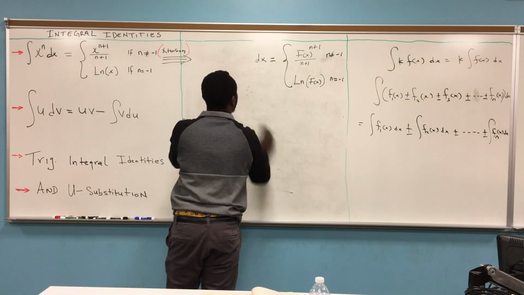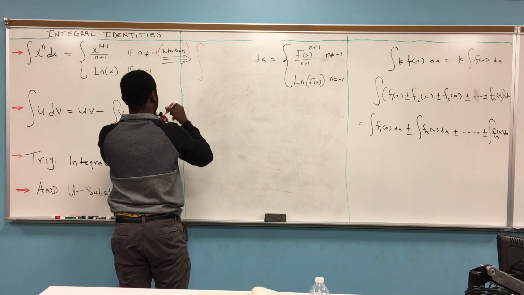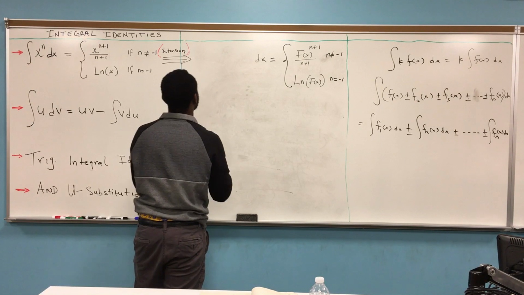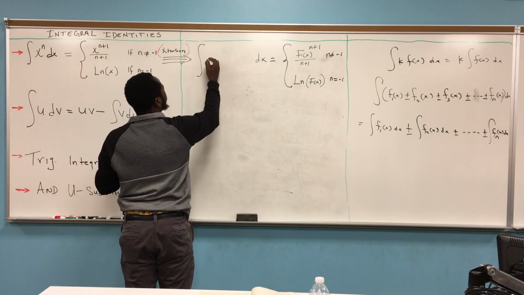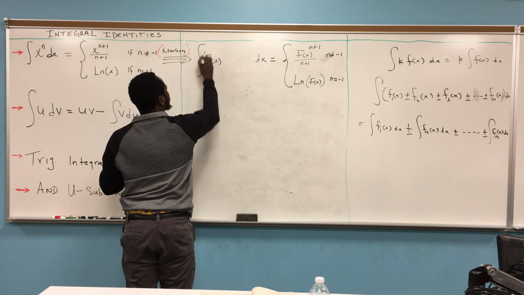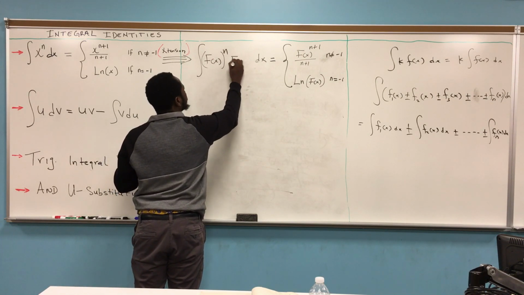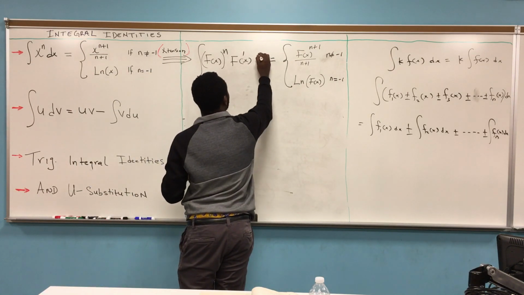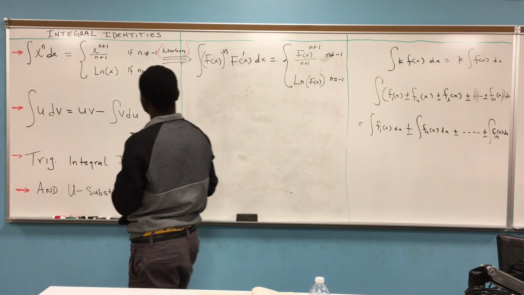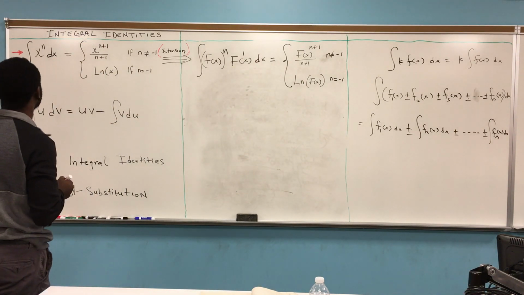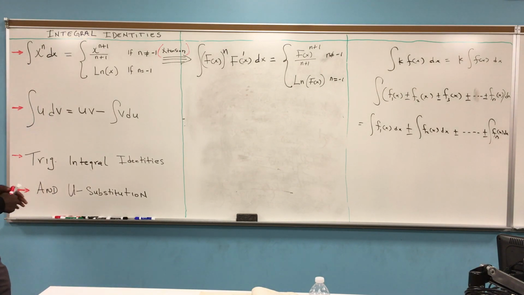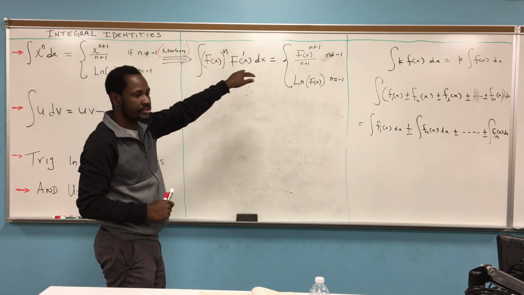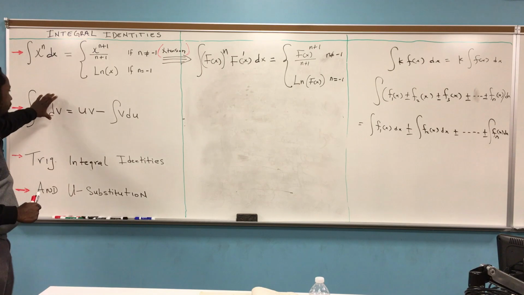Oh, sorry, I didn't mean to wipe this off. I want this to stay. F of x to the n f prime of x, and that is equal to this. Now, we'll still visit this with more examples and show how to use this. I'm just going to introduce this.